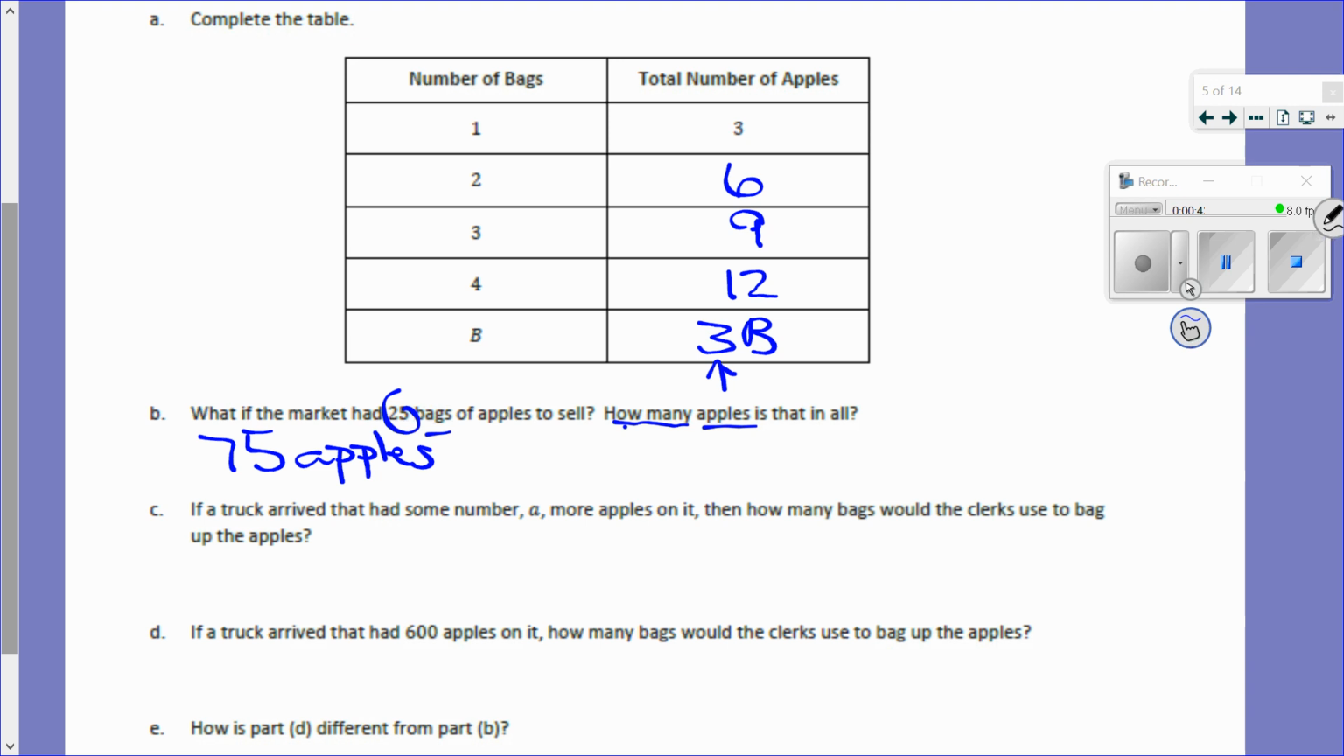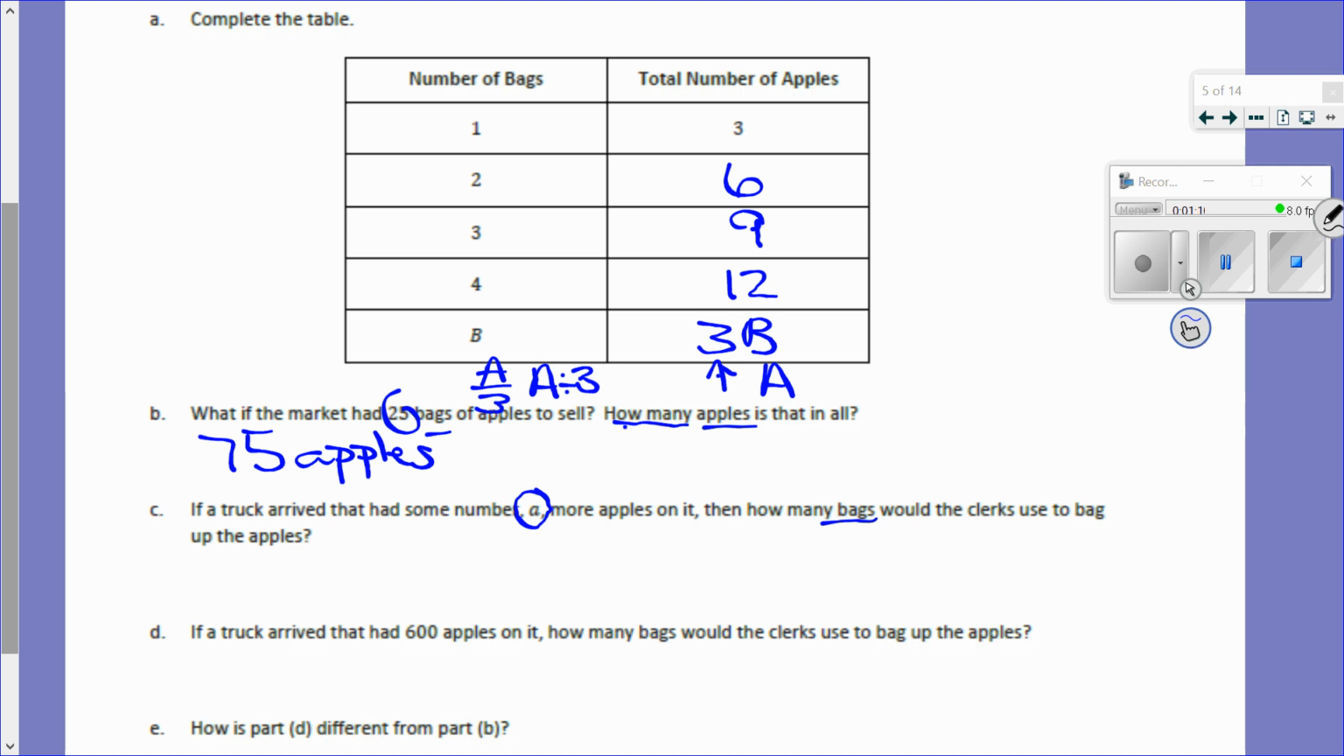Now a truck arrives. It has some number A of apples. How many bags would be purchased? So in other words, now I'm looking at my chart from the other direction. I've got some A number of apples. How would I figure out how many bags I need to use? Dividing by 3. So I would take A and divide it by 3. Or if you wrote it this way, that's also fine. So A divided by 3.